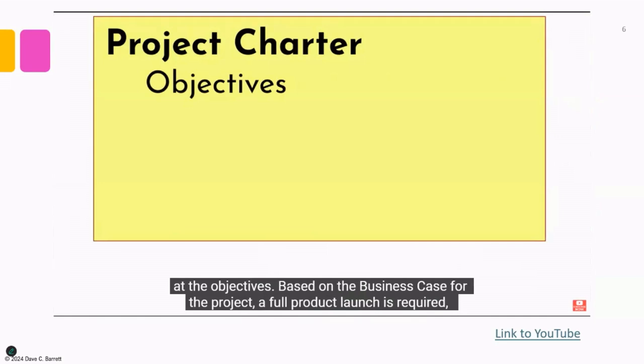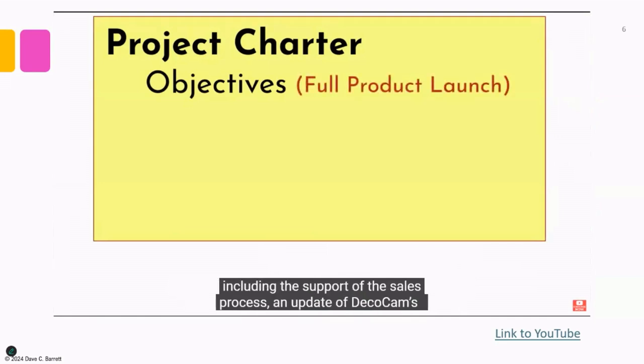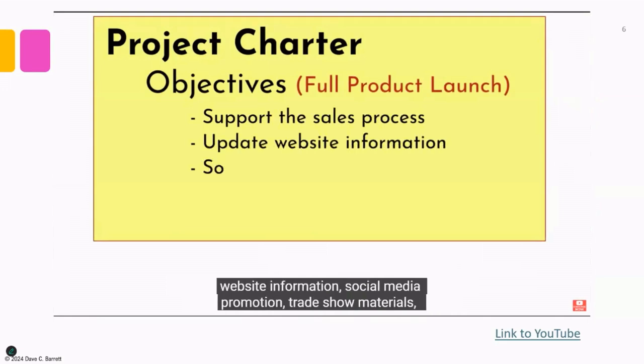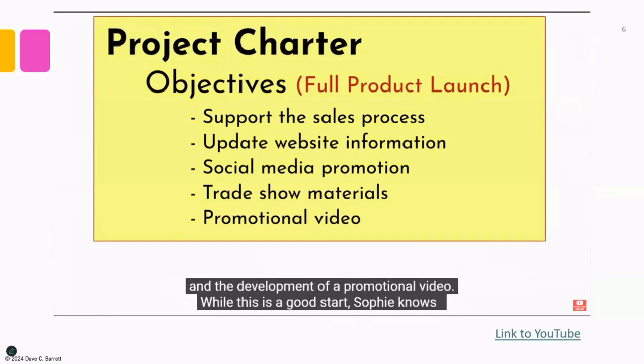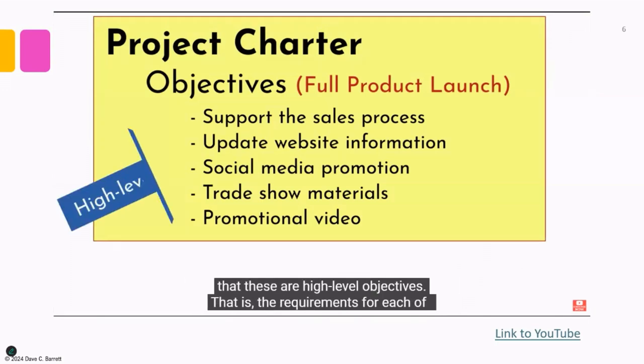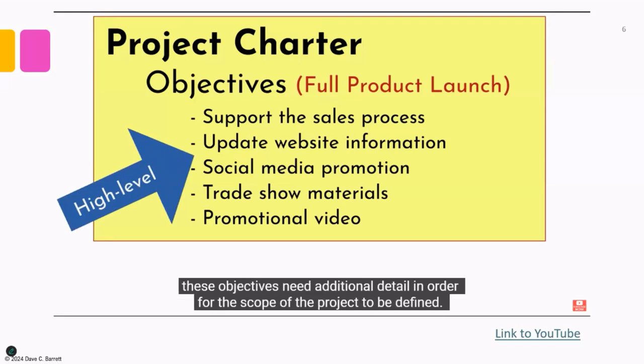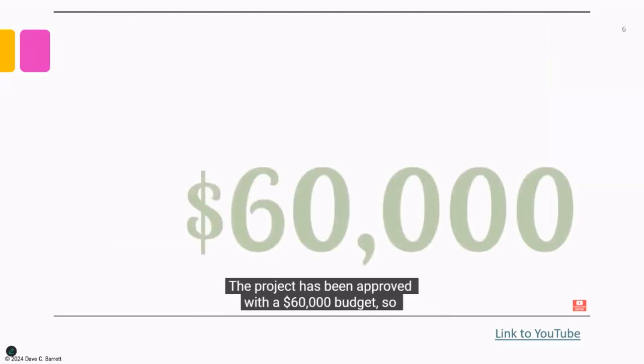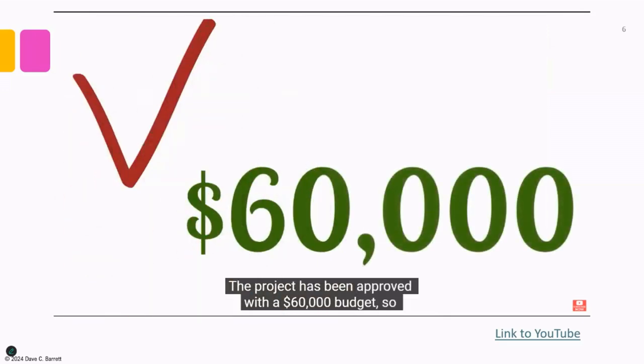Based on the business case for the project, a full product launch is required, including the support of the sales process, an update of DecoCam's website information, social media promotion, trade show materials, and the development of a promotional video. While this is a good start, Sophie knows that these are high-level objectives. That is, the requirements for each of these objectives need additional detail in order for the scope of the project to be defined.